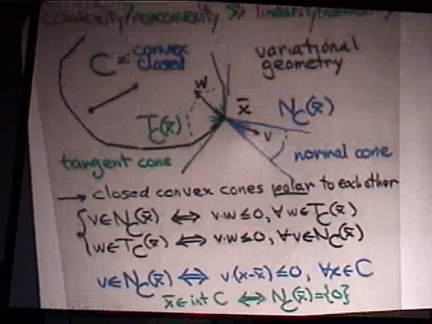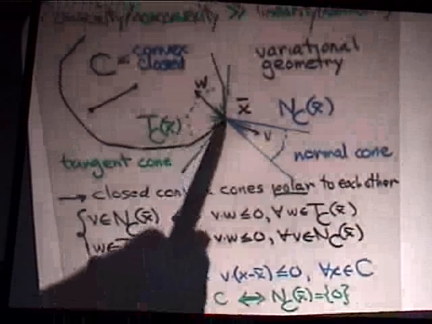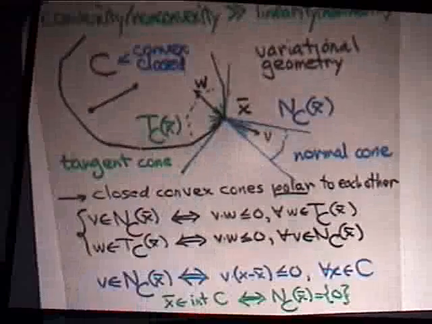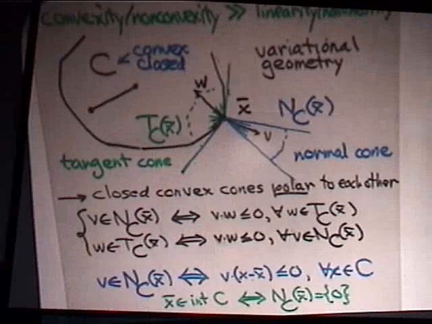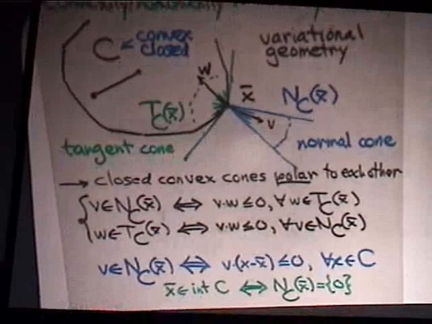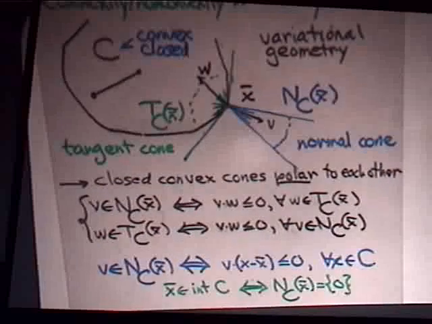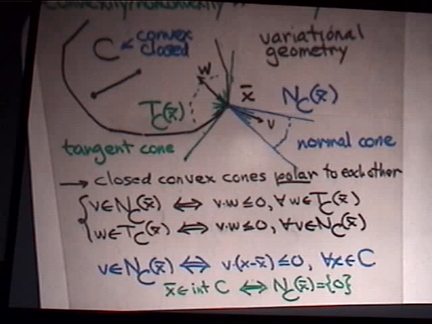And one of the important things about this, although to make the picture interesting, I put x bar to be a kind of a corner point of this set, x bar could be in the interior of the set. And if it's in the interior of the set, this reduces to just the zero vector. So you have in this concept some way of treating the variational geometry of a complicated set, even though you don't know where you might be on the boundary.